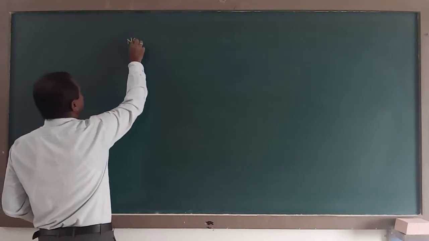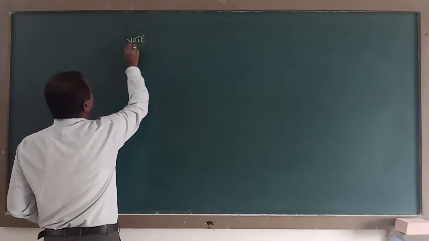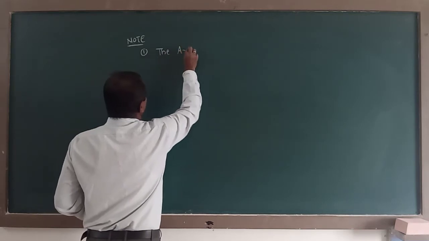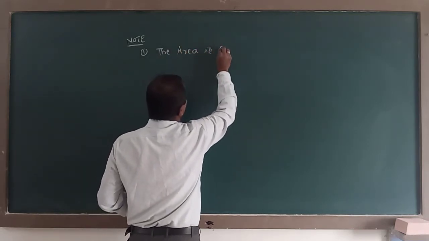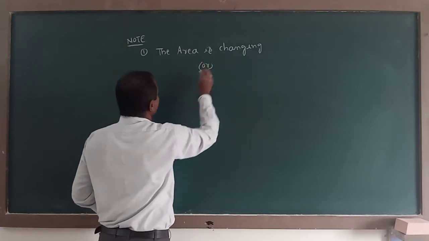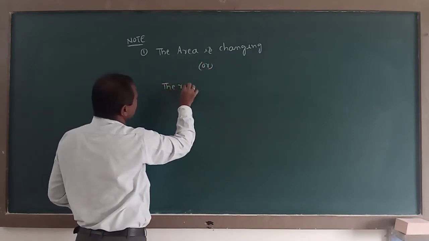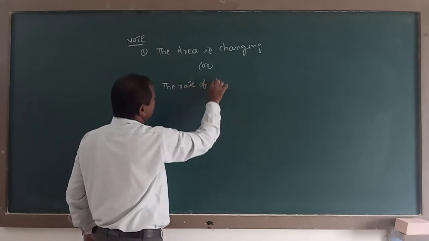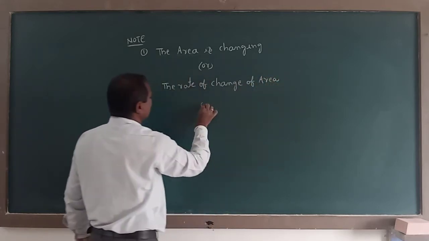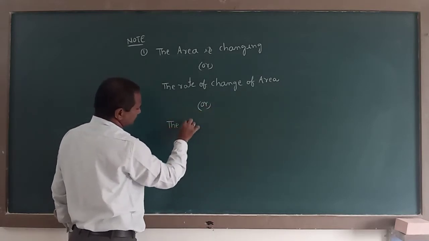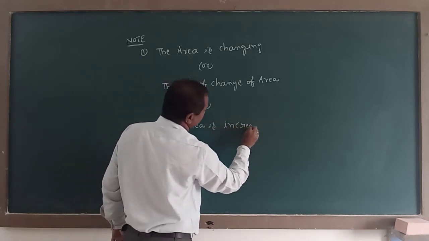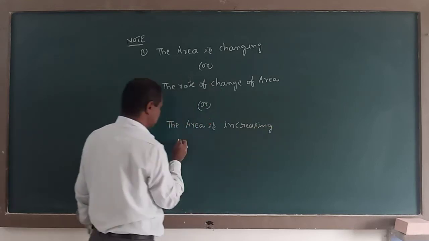For example, note for this. Note 1. The area is changing, or overall, the rate of change of area. The area is increasing or decreasing.